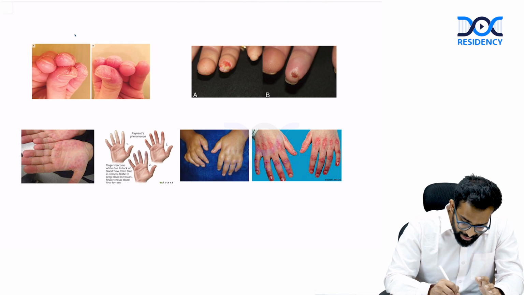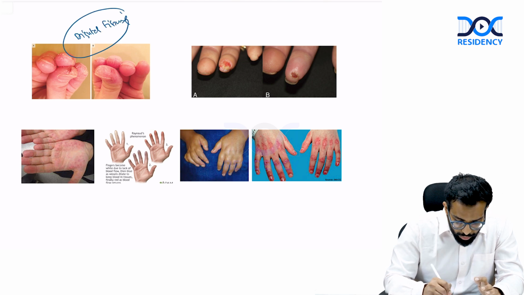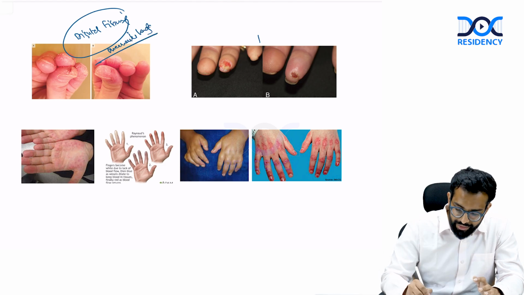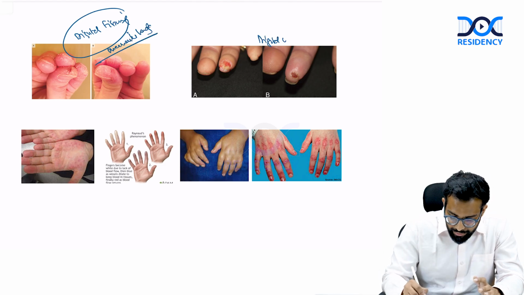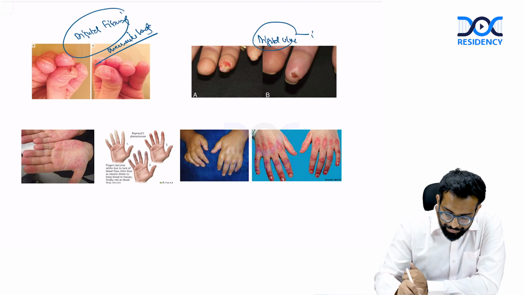Here you can see digital fissuring, which is also known as mechanic's hands. Then you can have digital ulcers. These are usually seen in patients who have severe Raynaud's phenomenon.